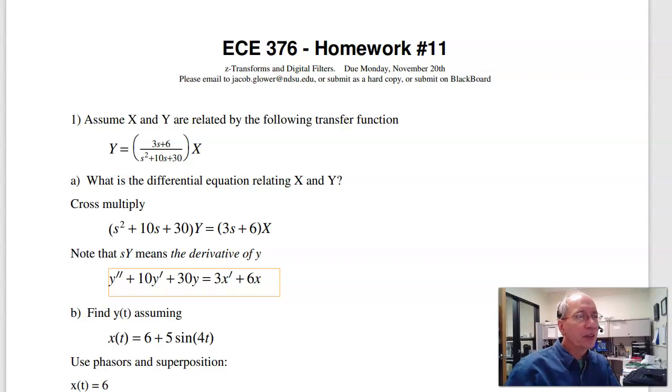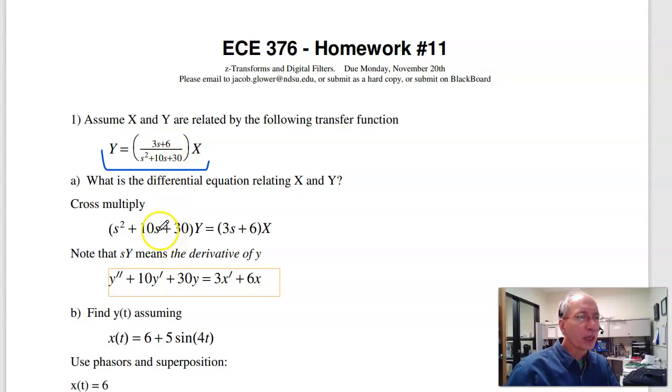If I have a filter in S, what that means is a differential equation. So this is the relationship between x and y. This is your gain G of s. It's essentially the gain that depends upon frequency. What this represents is a differential equation.